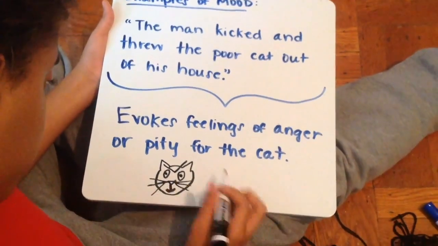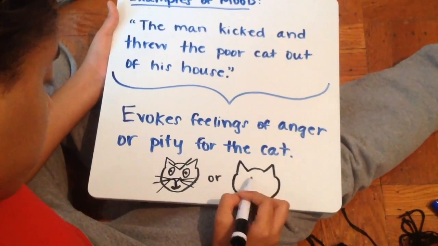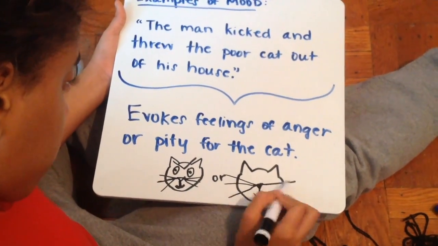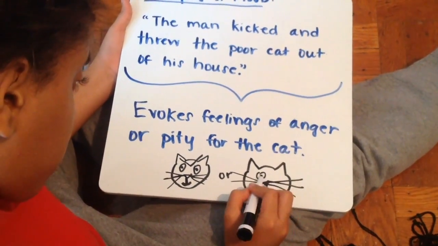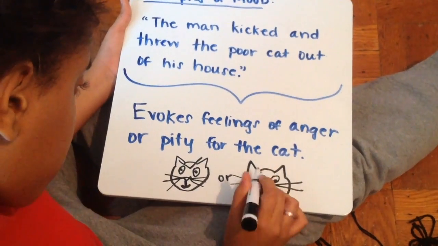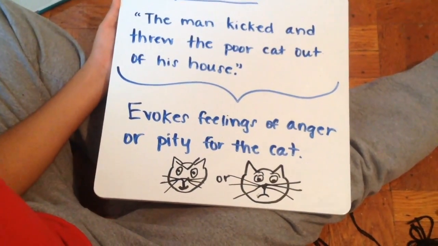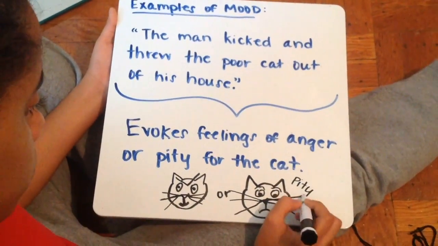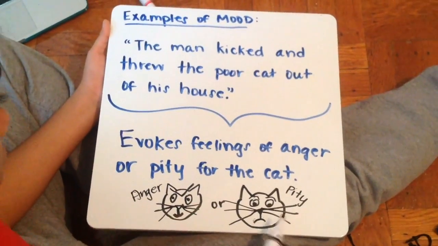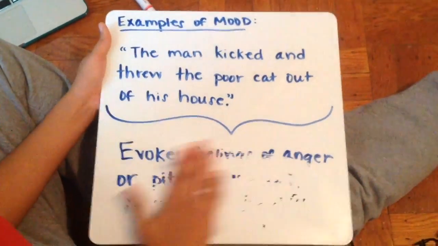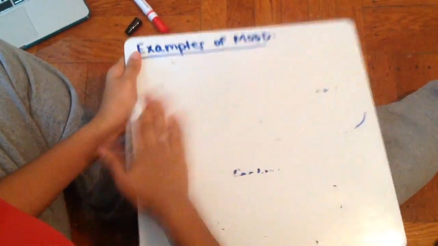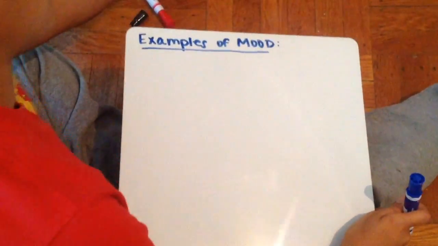It all depends on how the audience feels about cats. If you don't like cats, then you'll side with the man who kicked and threw it out of the house, or you'll pity the cat if you like cats, because you'll be upset that a cat was thrown and kicked.